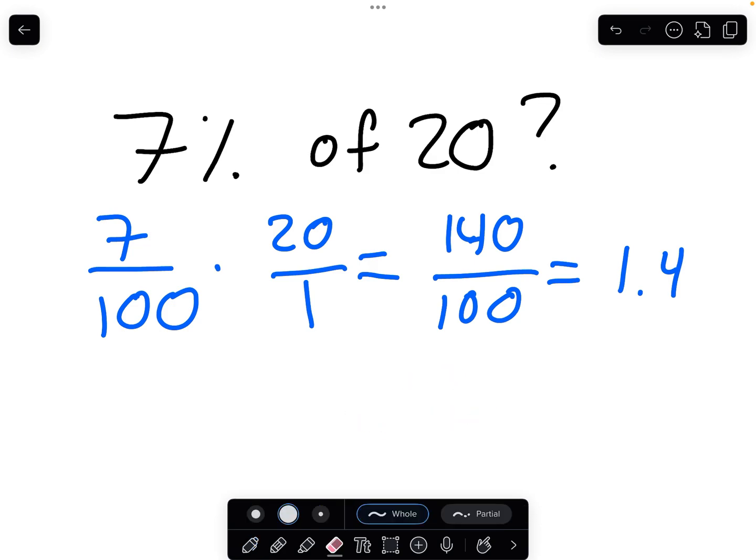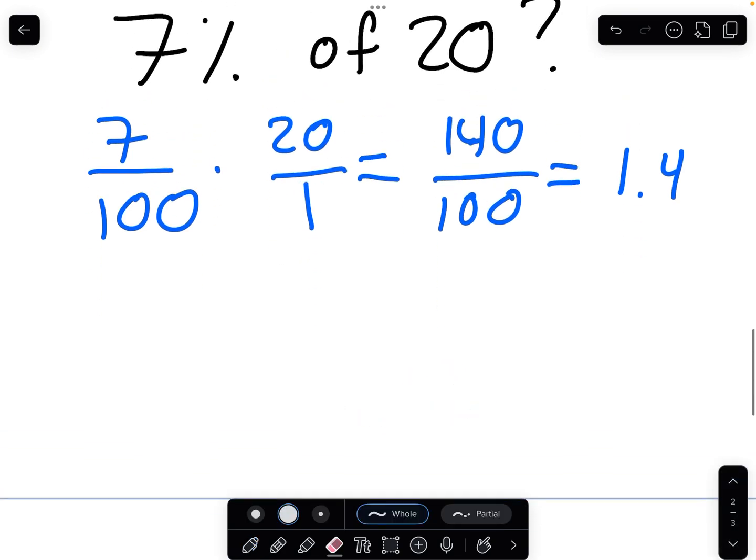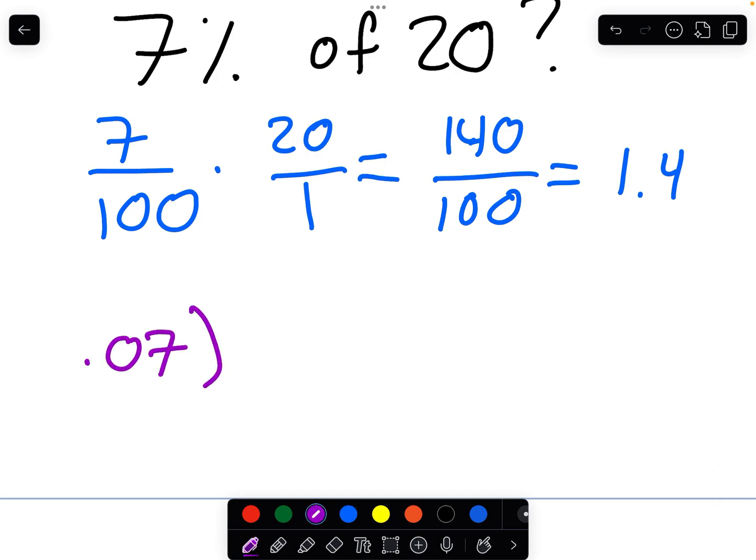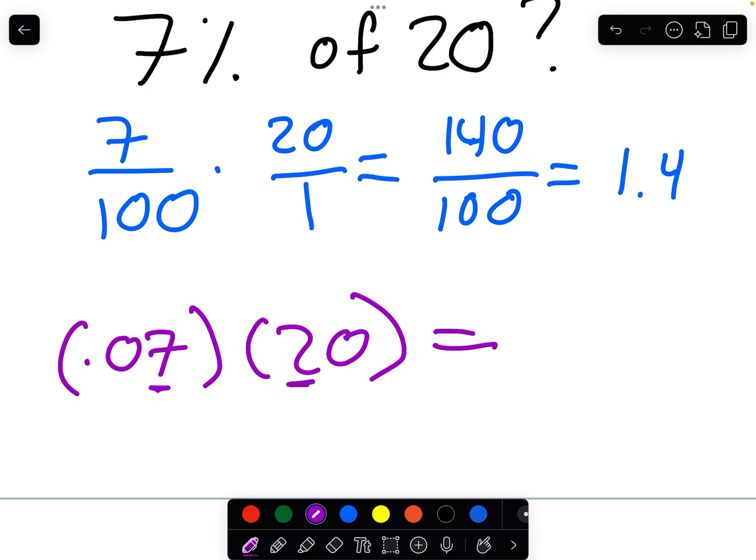If you want to use decimals instead, you absolutely can do that. You can say 0.07 times 20, and then do the math out. 2 times 7 is 14, but we have a 0 there, so it's 140. Then we've got 2 decimal points, so we move it over, and we get 1.4.